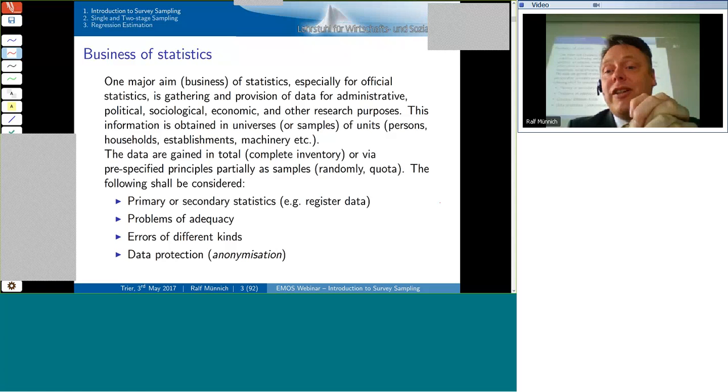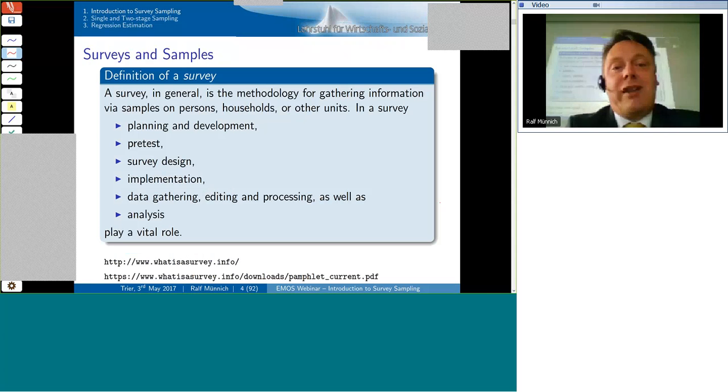There are a lot of different issues which we have to tackle, and the following shall be considered. Certainly primary and secondary statistics. Sometimes you draw samples for other reasons and use the data later on. Registered data is a nice example of that. Problems of adequacy are a big issue, of course. Errors have to be considered, and, well, the thing which universities don't like so much but which is important, data protection or anonymization of data, certainly also has a big aspect which we have to consider.